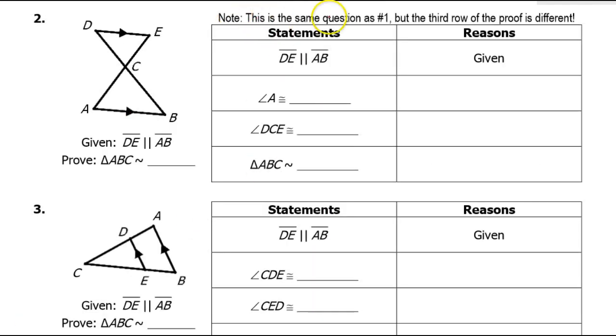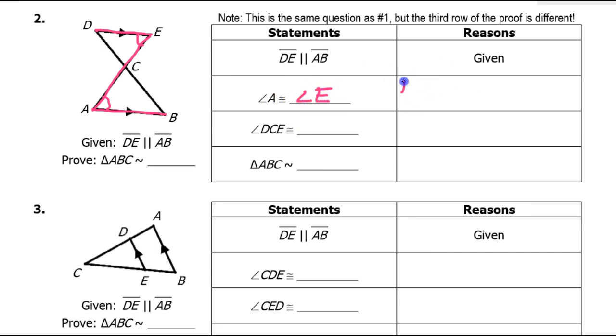This little note here is letting us know that this is the same question. This is the same picture as question number 1, but the third row of the proof is different. So we will watch out for that. So again, we are given these parallel lines. So just like we did before, we could look at this transversal forming a Z, and we knew that these angles would be congruent because of the alternate interior angles theorem. So angle A, once again, will be congruent to angle E.